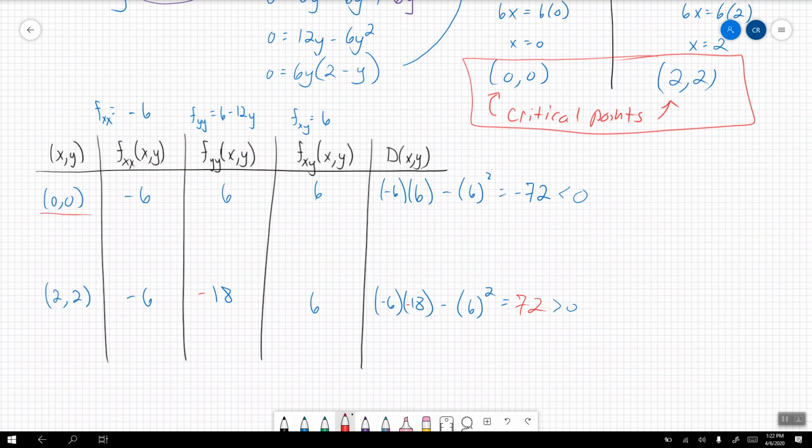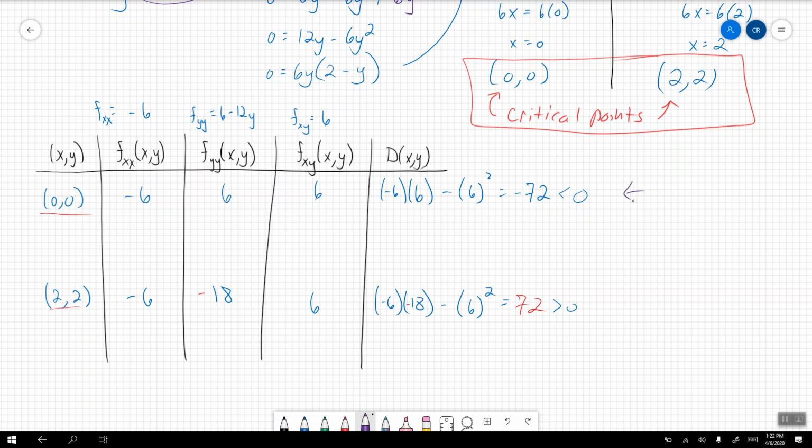What does this then tell us? Well, since the main determinant is greater than 0, that means we do have some type of local max or local min. Then we look at the second derivative with respect to x, and we see that that one is negative. Since it's negative, it tells me it's concave down, which means we're going to have some sort of maximum value. So here we do see a maximum value, and it's going to happen at this ordered pair 2, 2.